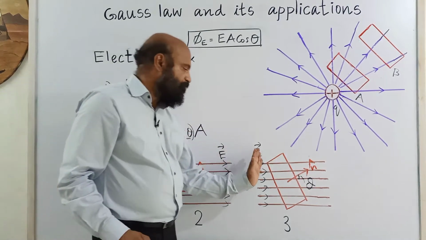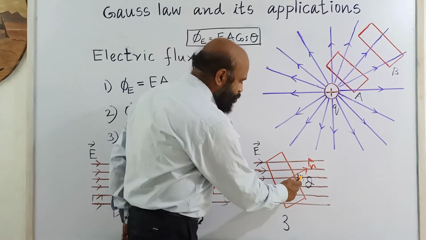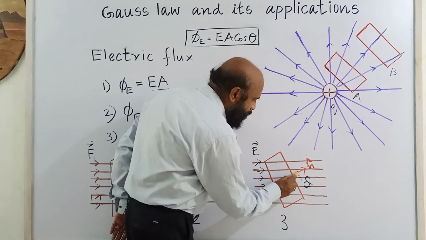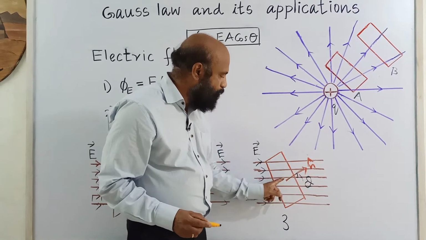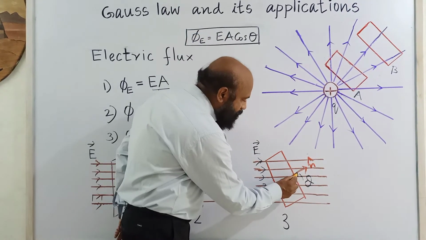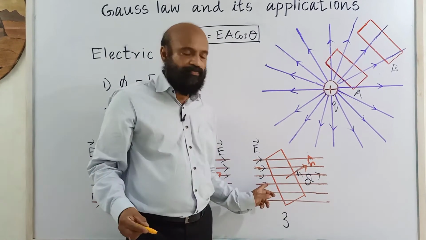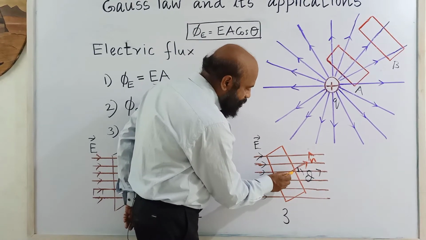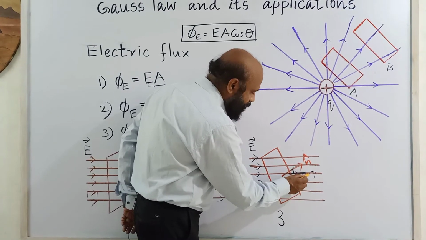In this case, area is making an angle theta with the field lines. So here you can see this is a normal to the area. So n cap, unit normal to the area, that is making an angle theta with the field lines. So this is the direction of the field. So it is making an angle theta. So this is the direction of the electric field lines.